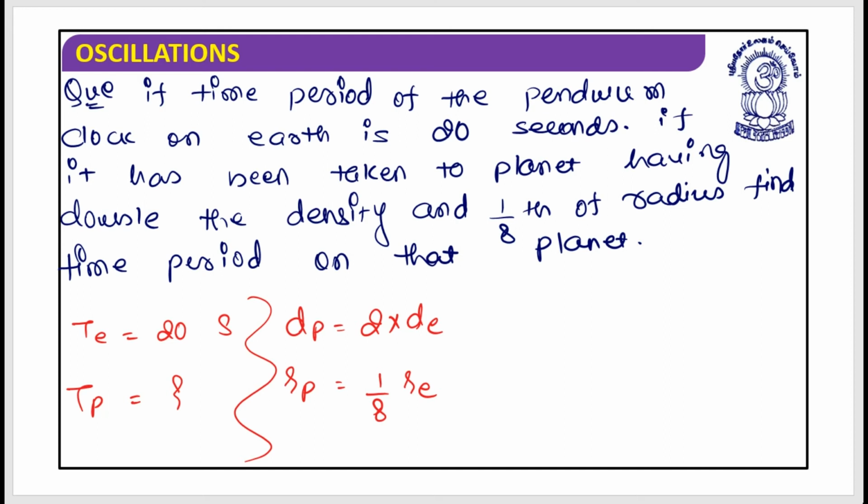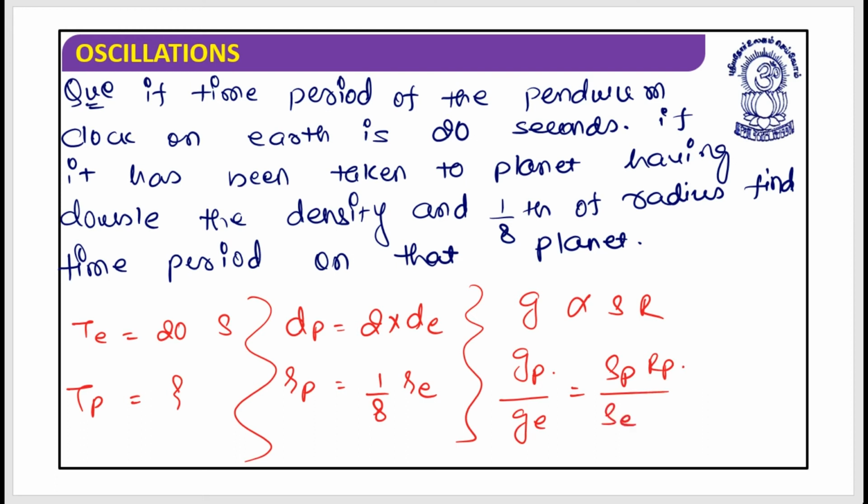Great. So let's first work for gp, the gravitational acceleration on that planet, and then we will switch to time period. We understand that g is directly proportional to density into radius. So this is g of that planet divided by ge, that is equal to density of planet times radius of planet, divided by density of the Earth times radius of the Earth. So density ratio is twice, and the radius ratio is 1 by 8. So this is equal to 1 by 4.